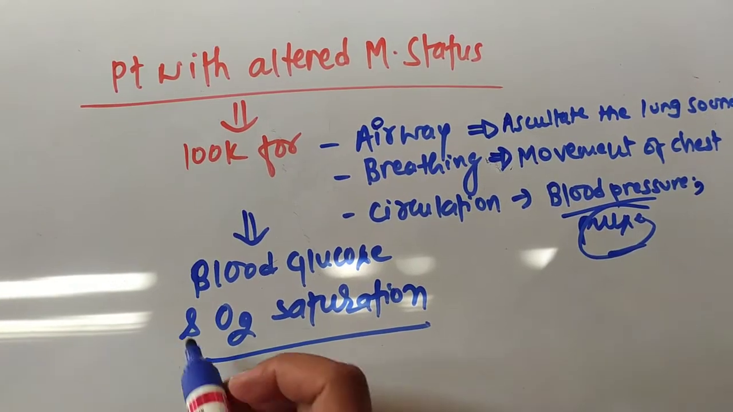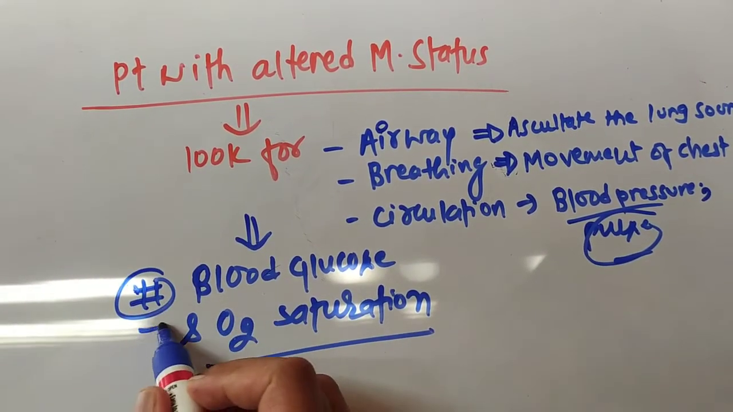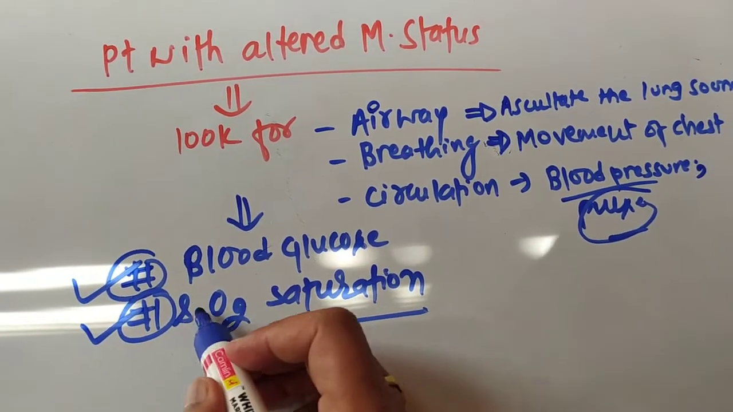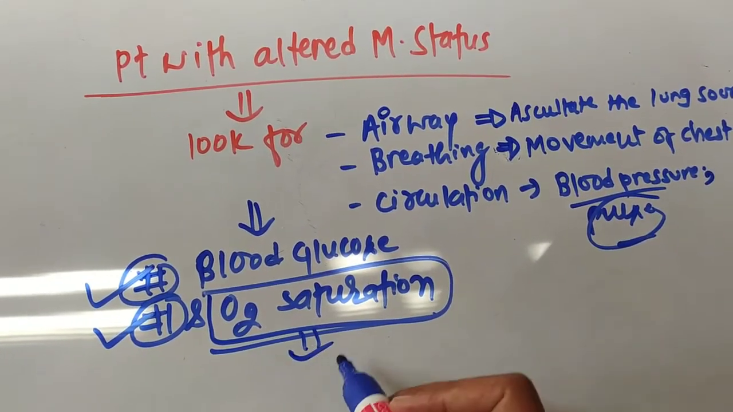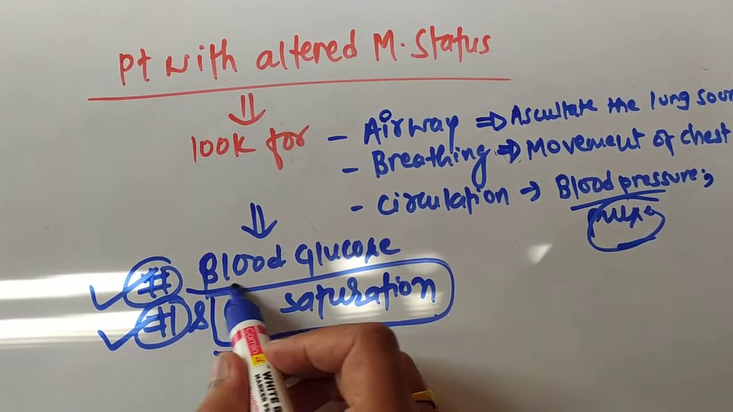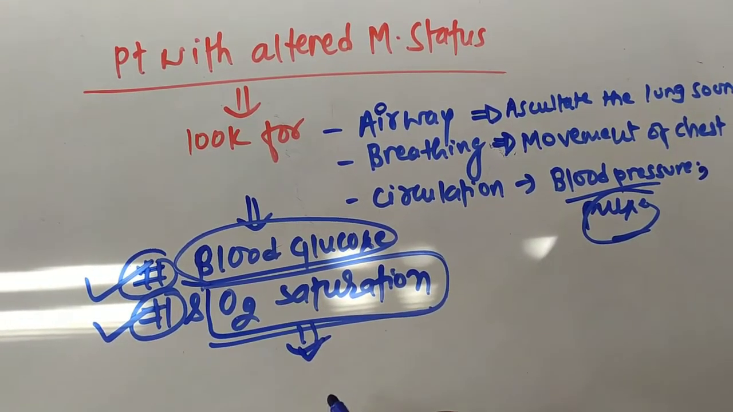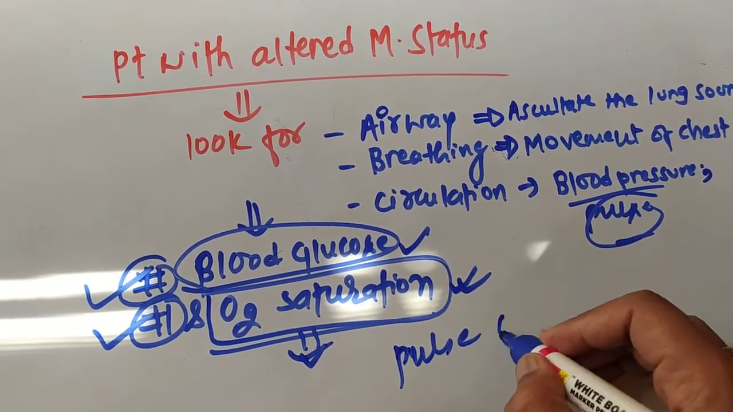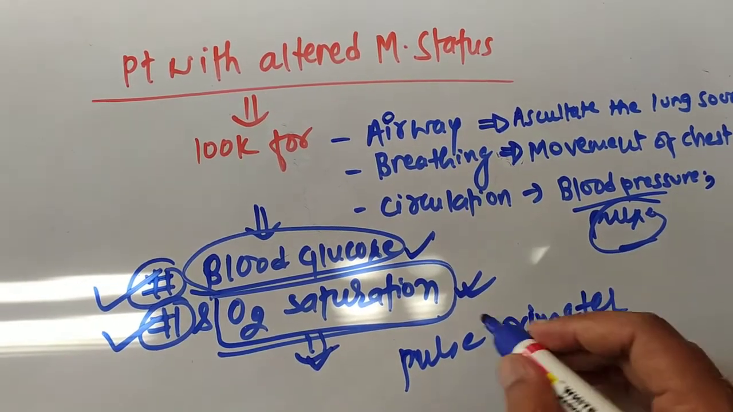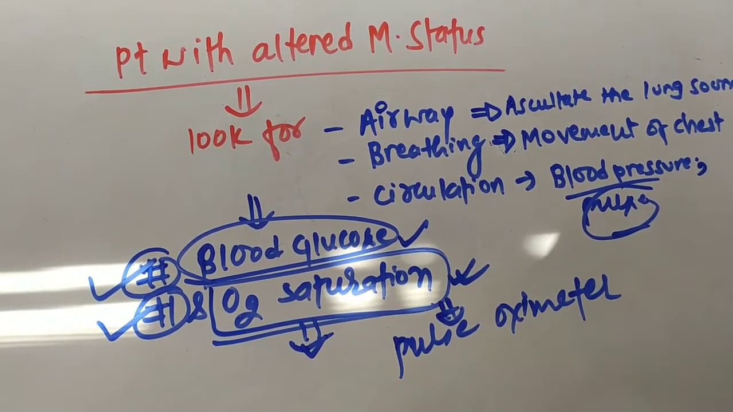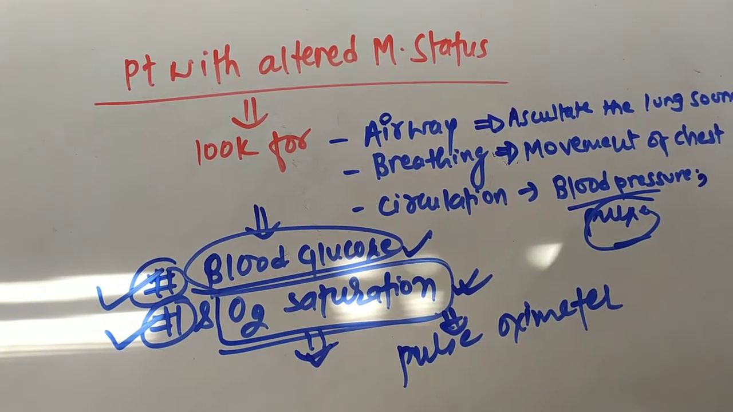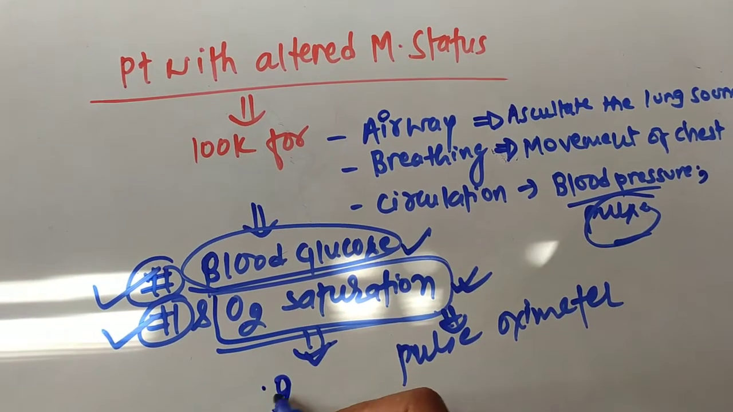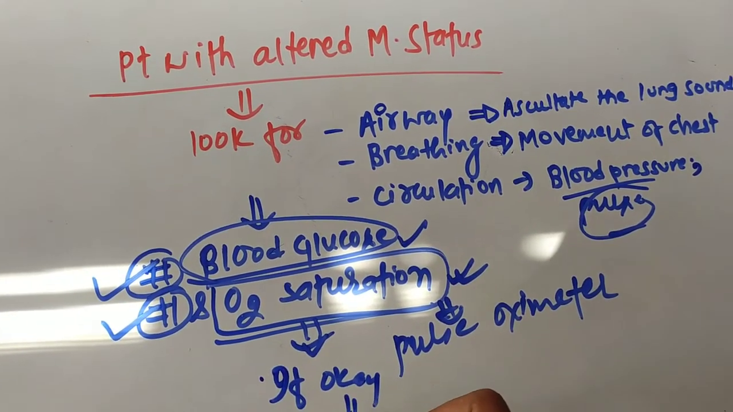And now, when a patient has altered mental status, especially in this patient, you should check two things: the oxygen saturation level from the pulse oximeter, and the blood glucose. So you have to look for the blood glucose and the oxygen saturation level. From the pulse oximeter you can see the oxygen saturation level, and the blood glucose immediately. If these are okay, then no problem.